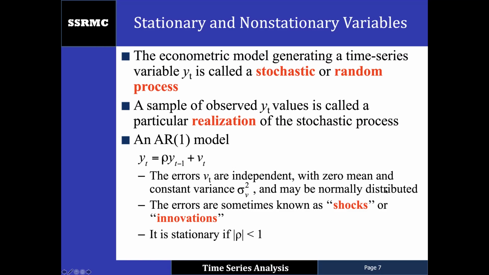And they may be normally distributed. That's not a very strict requirement in terms of normal distribution, because when sample size is large enough, usually we can reliably assume that it's normally distributed. We call errors in this equation shocks or innovations.